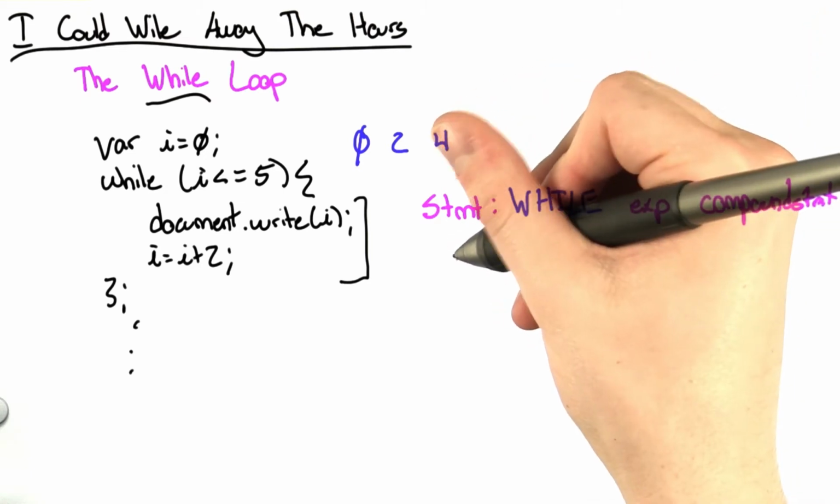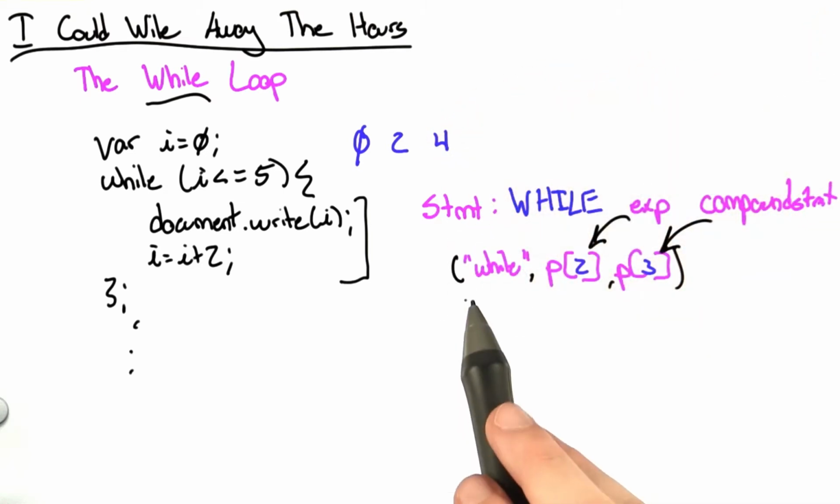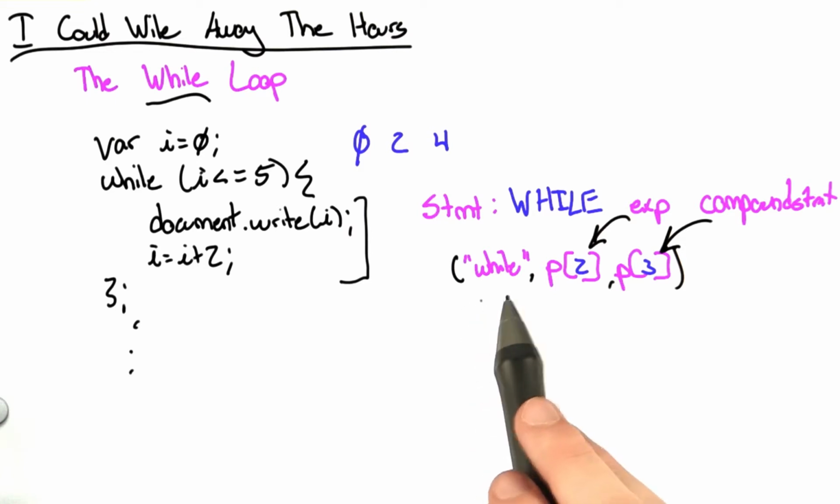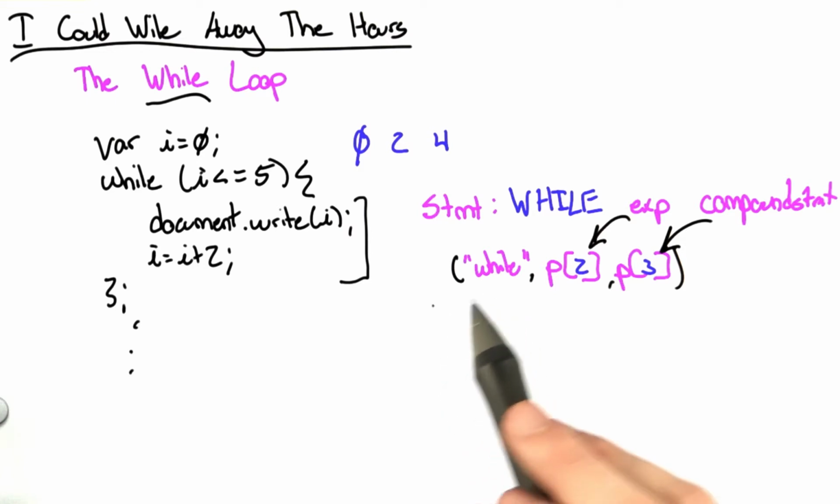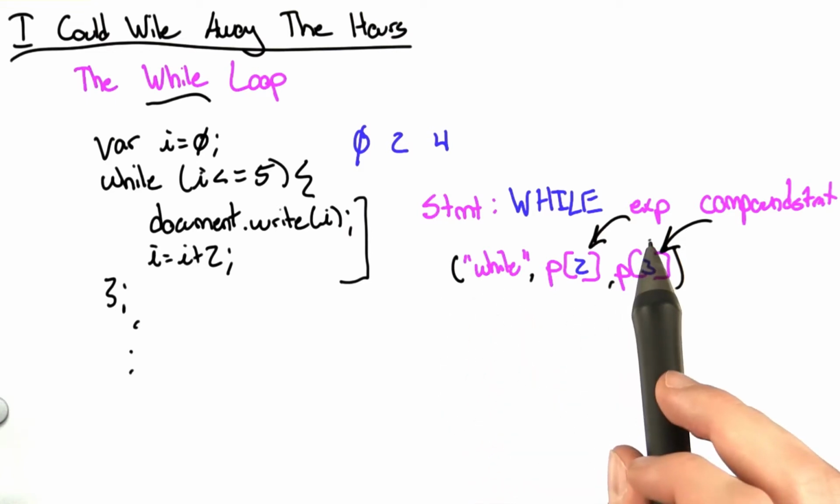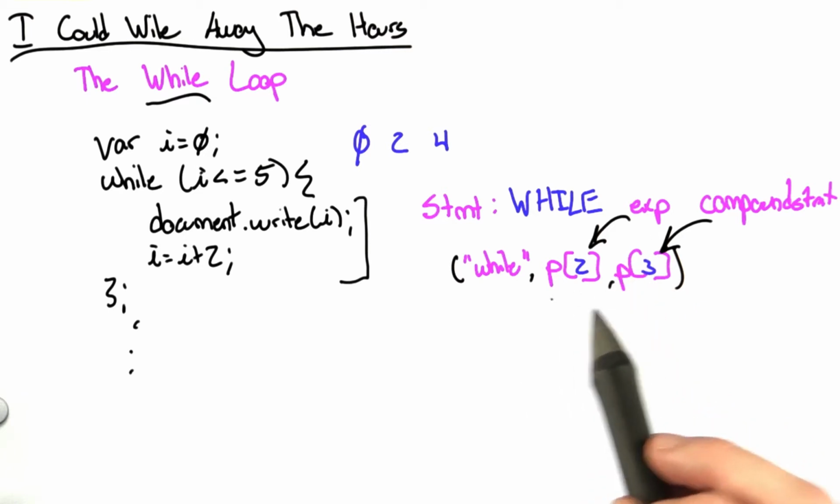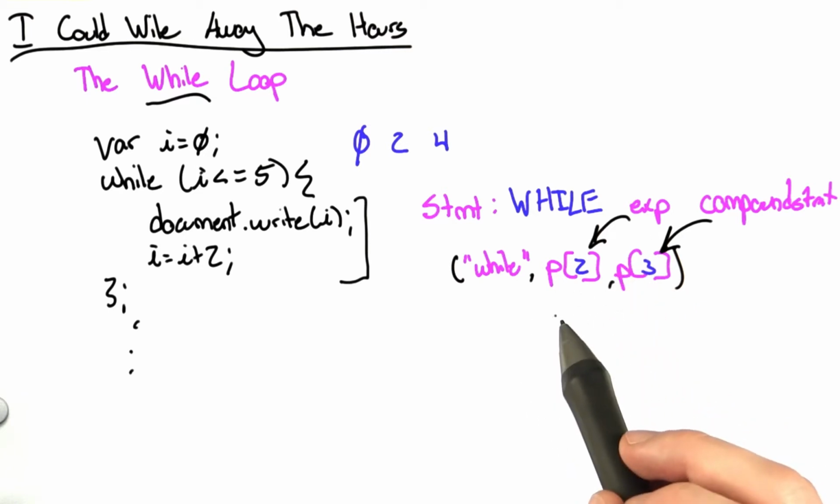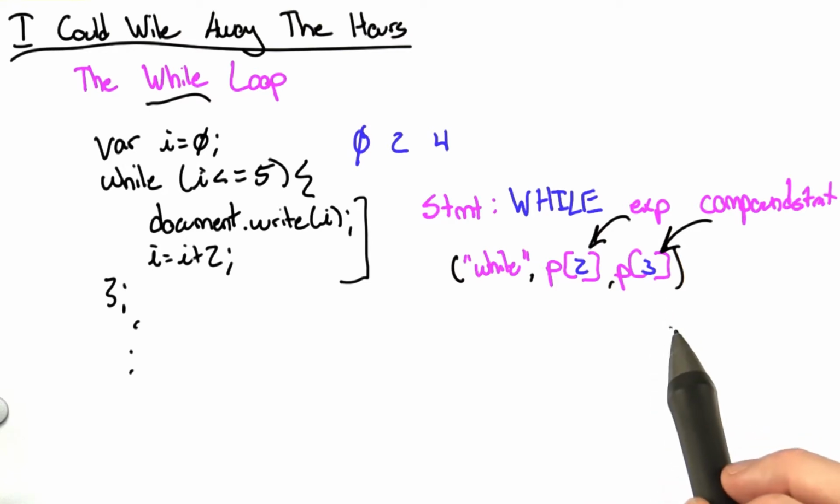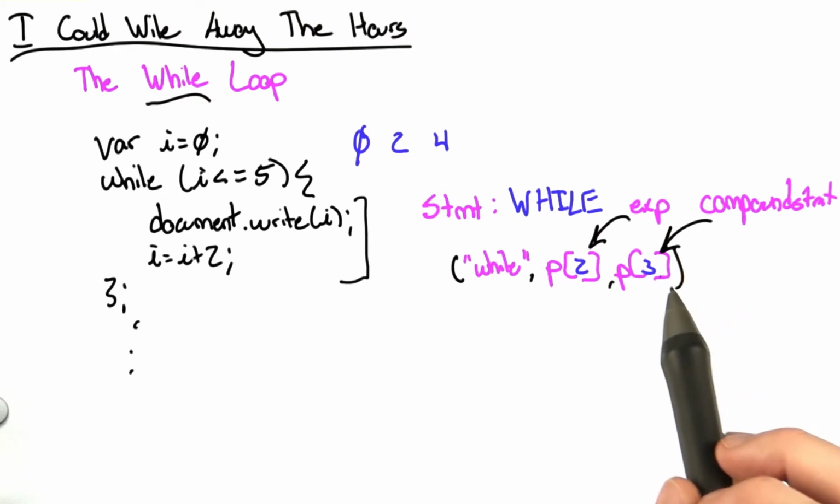In our parse tree, this will be represented as a tuple, where the first element is the string "while" to indicate that this is a while loop. The second element is the expression, the condition that determines whether or not we execute the loop body. And the last element of the tuple is the sequence of statements that comprise the loop body.